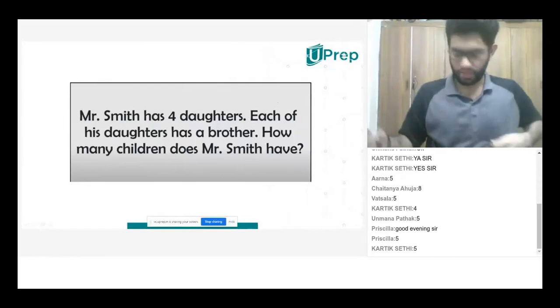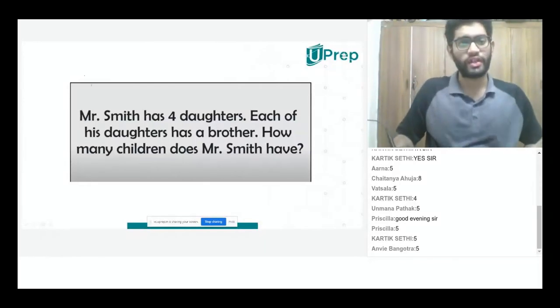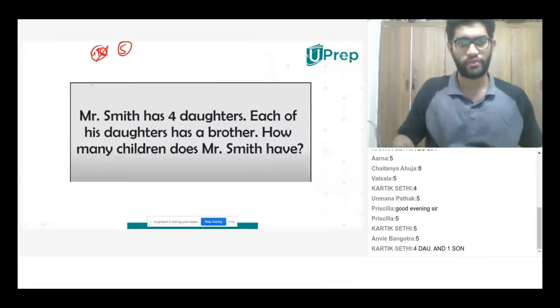Okay, chalo, 5. So basically 5 is the right answer. Let's look at 4 and 8 as other answers. No, the answer is 5. It is simple, guys.